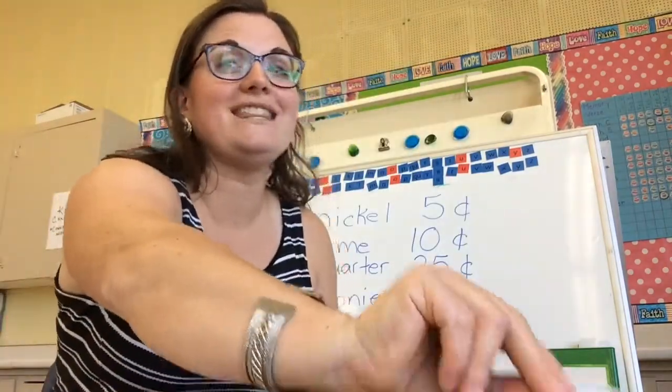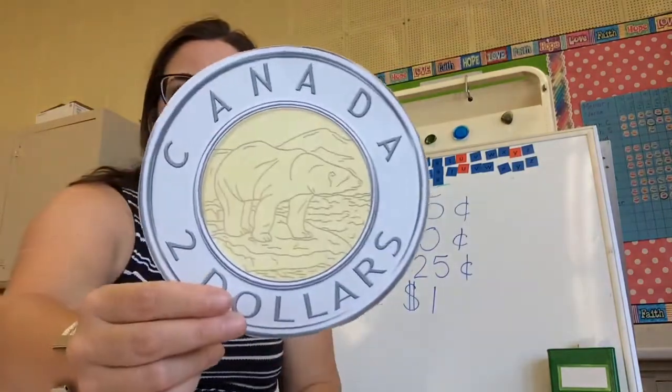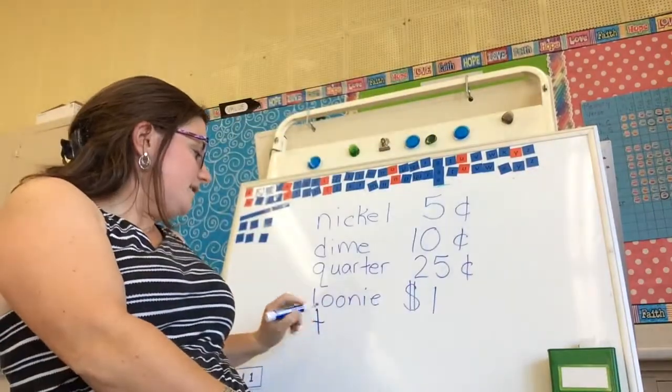The last coin that you should have is where we've got our polar bear on it, okay? And this is called a toonie.